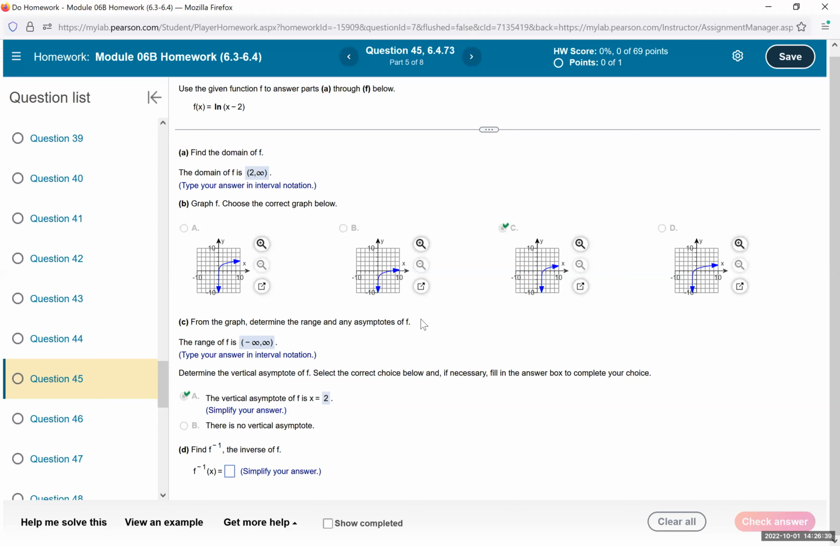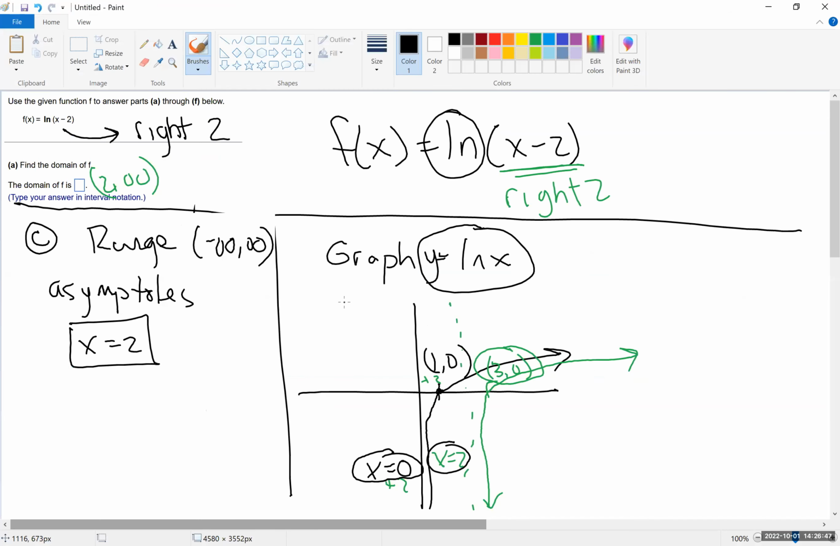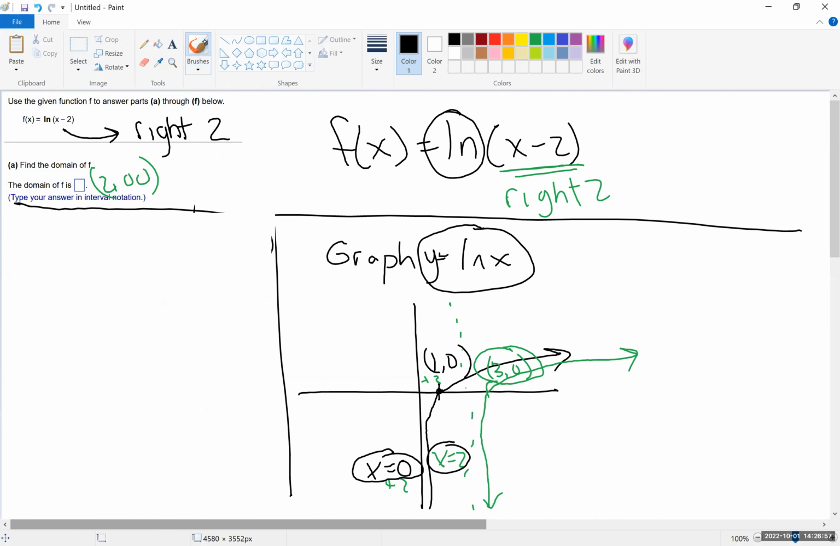Okay. So now we're going to find the inverse function. So our job is to find the inverse function. Let's go back to our whiteboard. We're going to keep the graph, but we're going to get rid of the range and the asymptotes. All right, so we're doing inverse. We're going to find the inverse.